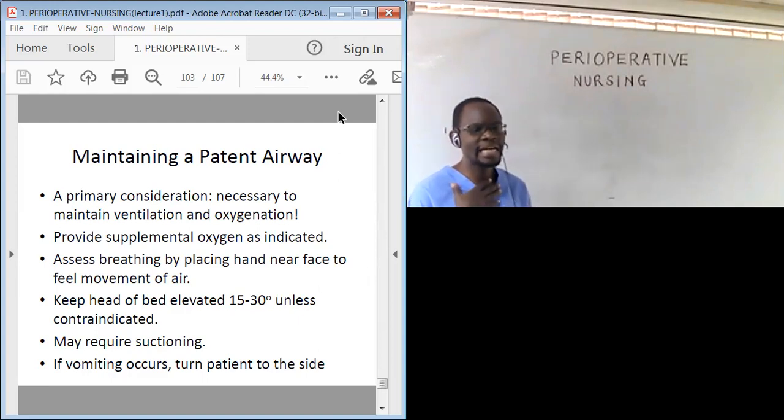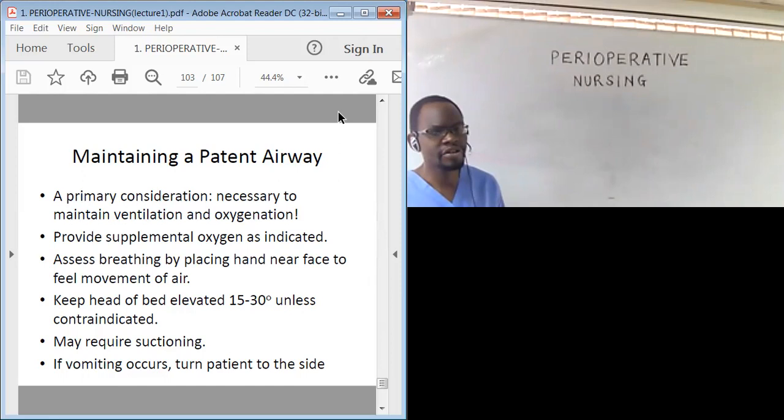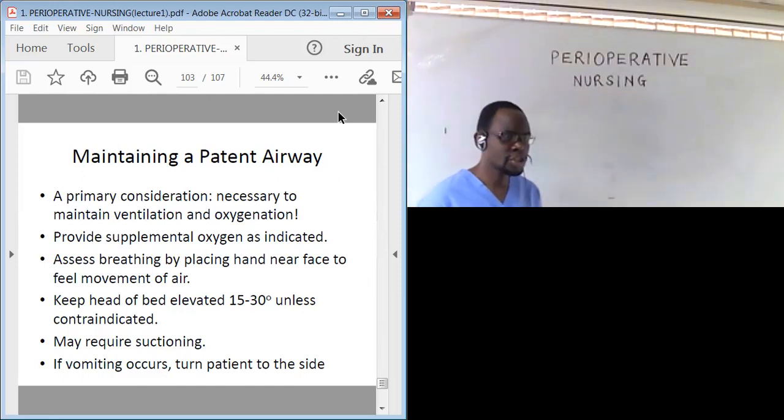Now this is done because at this moment the patient is breathing on their own. Usually the endotracheal tube has been removed. And so you need to make sure that the airway is patent. So how do you do that? Assess breathing, and keep the head of the bed elevated unless contraindicated. The patient may require suctioning, so suction should be at the bedside, especially for every PACU patient.